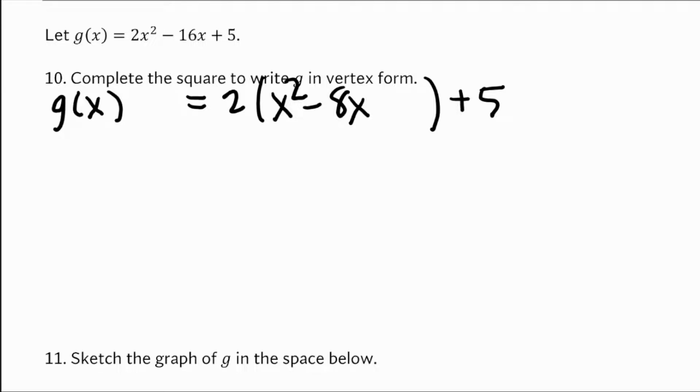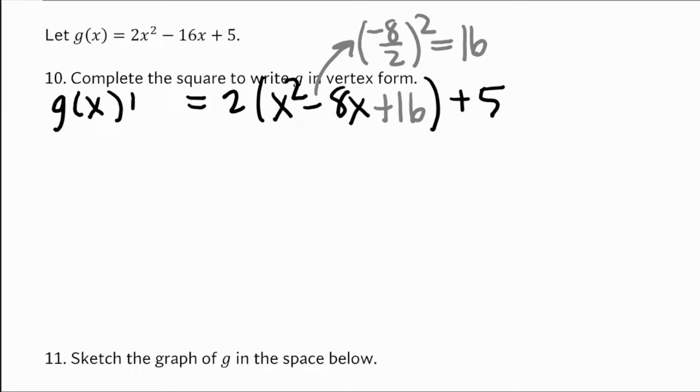When I'm deciding what number to add in to make that thing in parentheses a perfect square trinomial, I'm going to take negative 8 and divide it by 2, and then I'm going to square it. That would be negative 4 times negative 4, which is positive 16. So I'm going to add in 16 there. But I'm going to need to add 32 over here because I really added 2 times 16 on the right side.